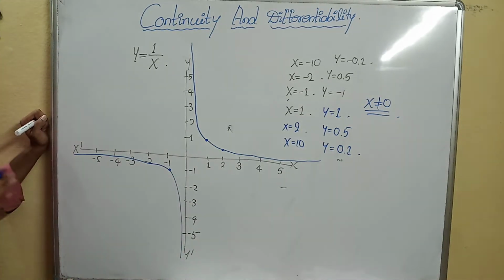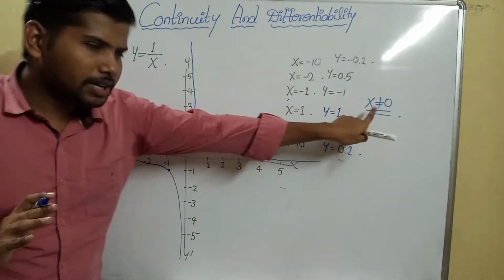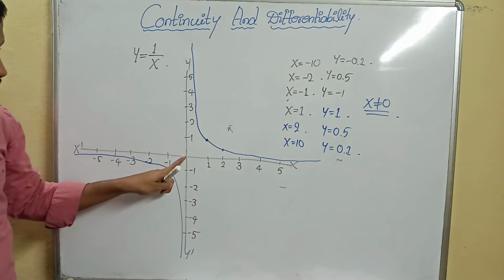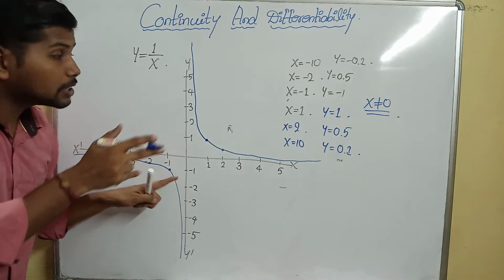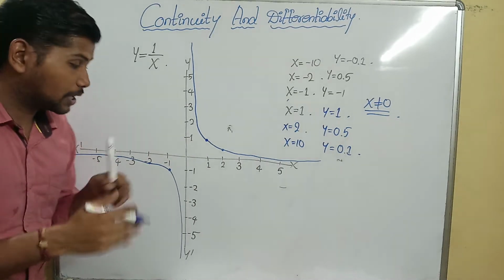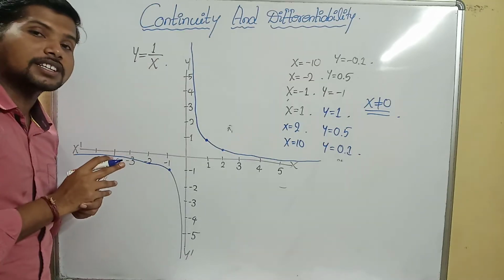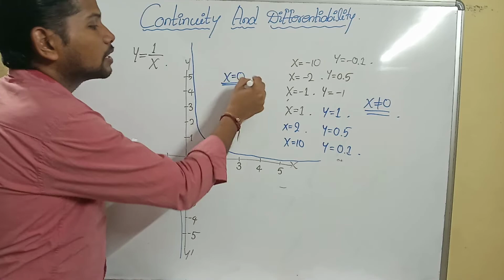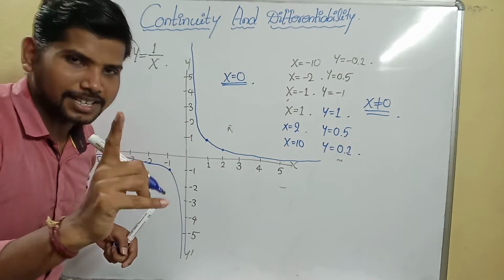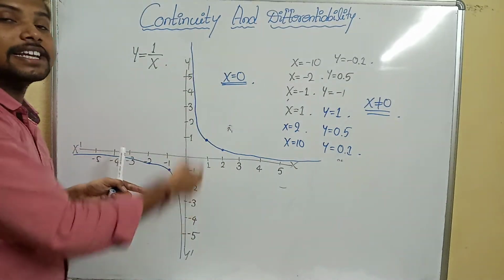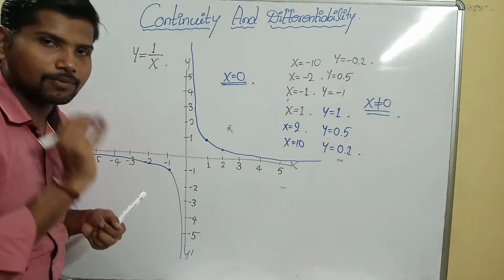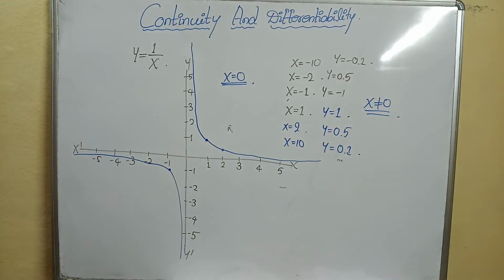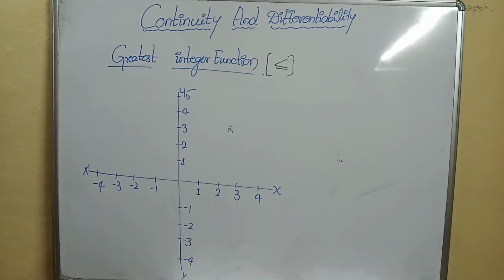The graph will be like this, but try to understand whether it is defined for 0. No, it is not defined for 0. Why? Because at 0 it is indeterminate. I think you understood at what point the given function is discontinuous. Yes, at exactly x equal to 0 the given function is discontinuous, because we are not getting the points to plot on the graph. Got the point clearly? It is discontinuous.